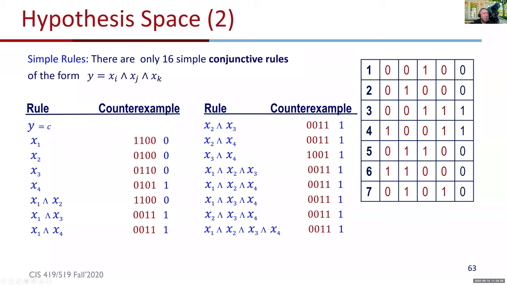What I'm showing you here in red is the counterexample, why this is not the right function. For example, X1 is not the right function because the example 1100 is negative, but if this was the right function, it should have been positive. Let's look at X3 and X4. This is not the right function, because the example 1001 is positive, but if X3 and X4 was the function, because X3 is negative here, it should have been a negative example. So basically you can check this and see that with this hypothesis space of simple conjunctive rules, no function is consistent with the data I gave you. This is not a good hypothesis space.